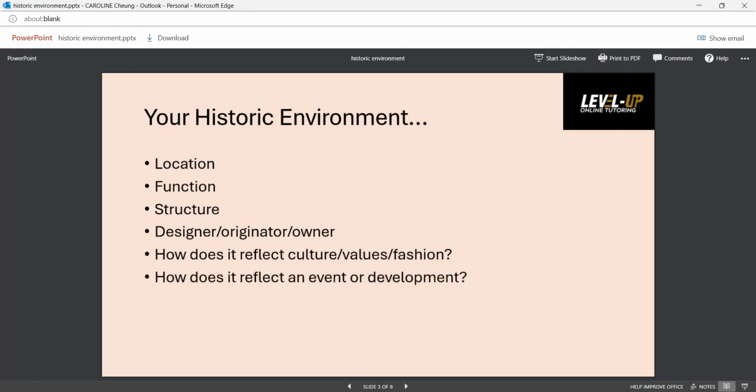And very similarly with the final bullet point, how does it reflect an event or development? There may be an event that's really important for your building or site. There might not be. So for 2025, Durham Cathedral, really important event, Battle of Hastings, 1066. So Durham Cathedral's a Norman cathedral.